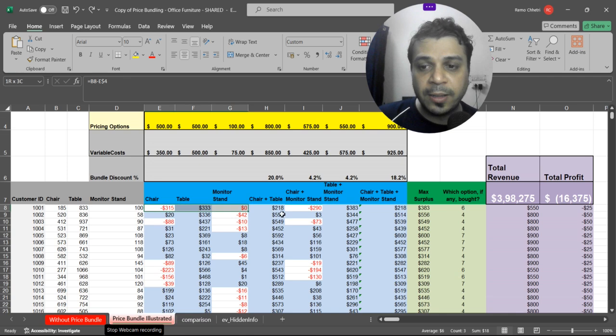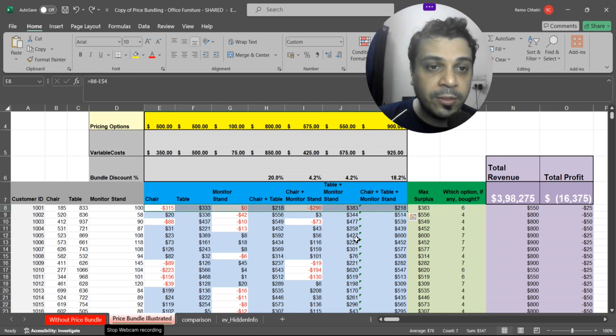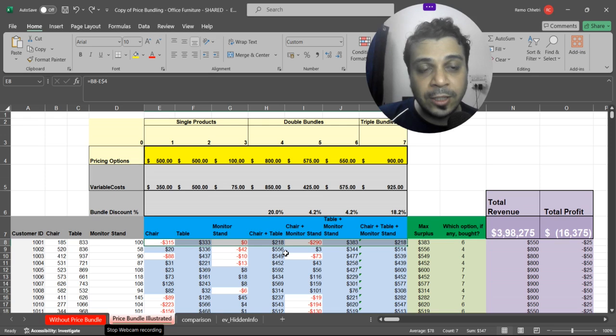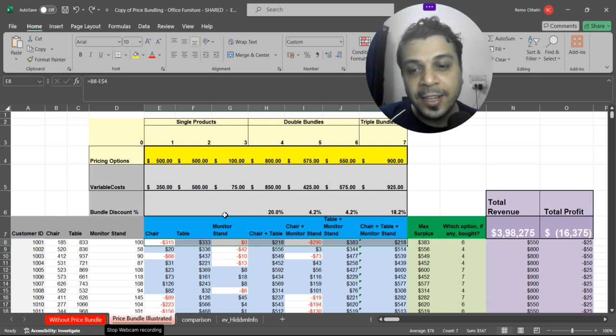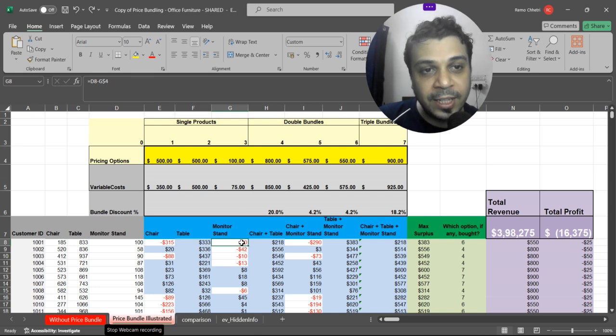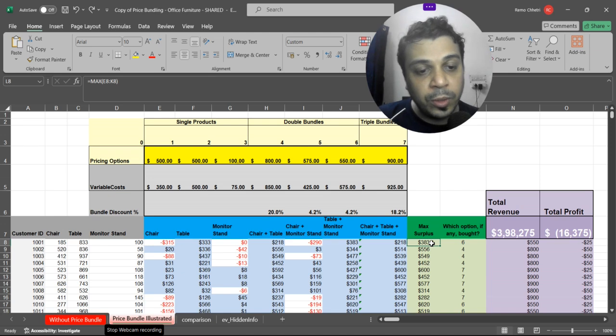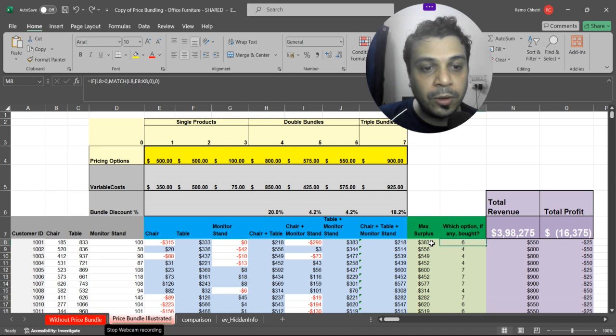The maximum surplus is simply the maximum of all these values. And this is going to be the deciding factor as to what the customer is most likely to purchase. They will obviously purchase the one which will give them, in their mind, the highest perceived value or the highest surplus. So the max surplus is the value that the customer is going to get in their mind. And this is the one which they're going to make a purchase of, which we calculate in this particular column here, which option is bought, if any.